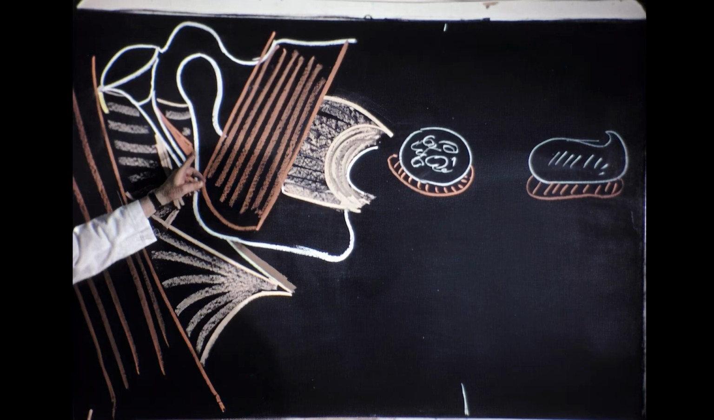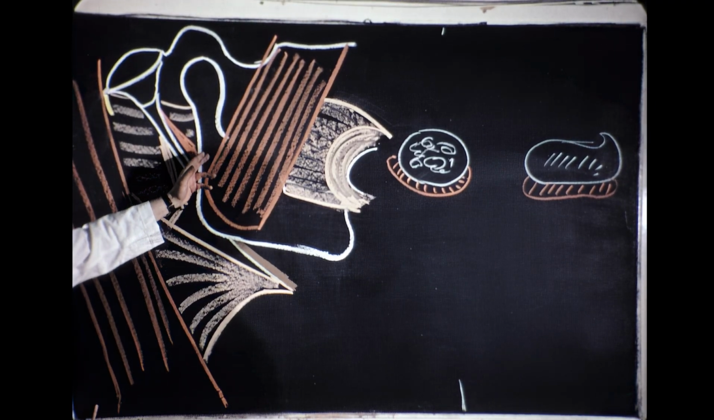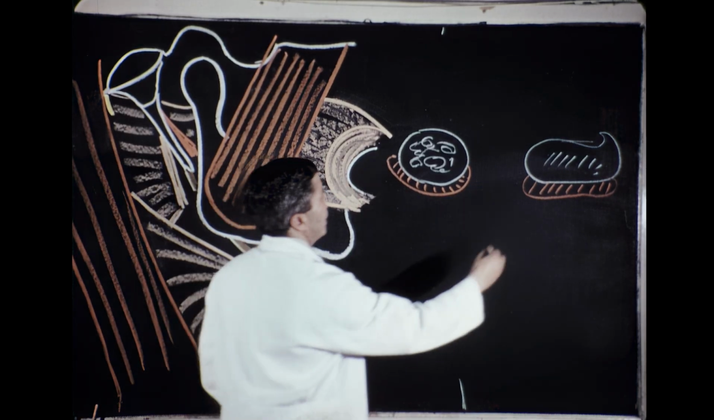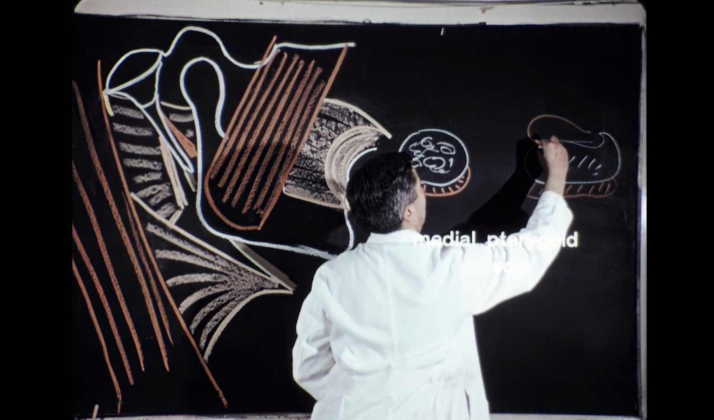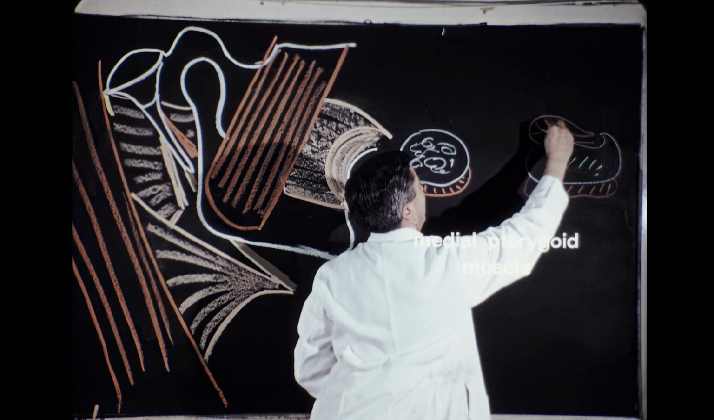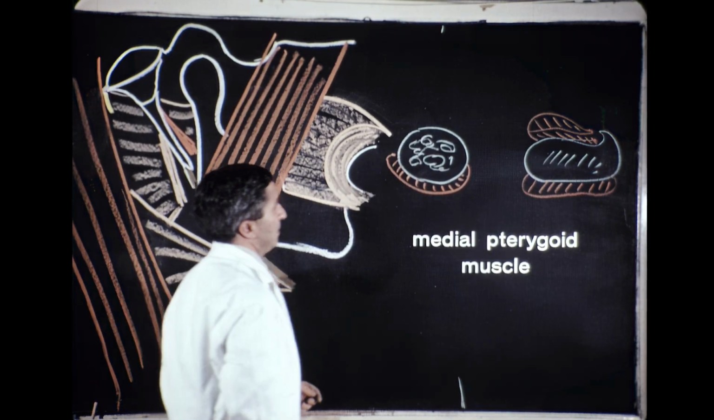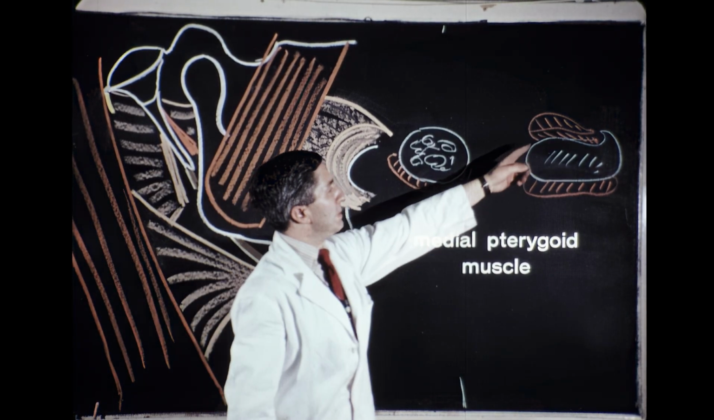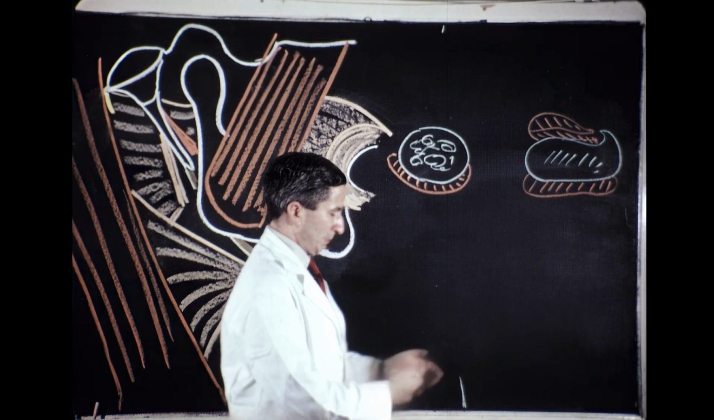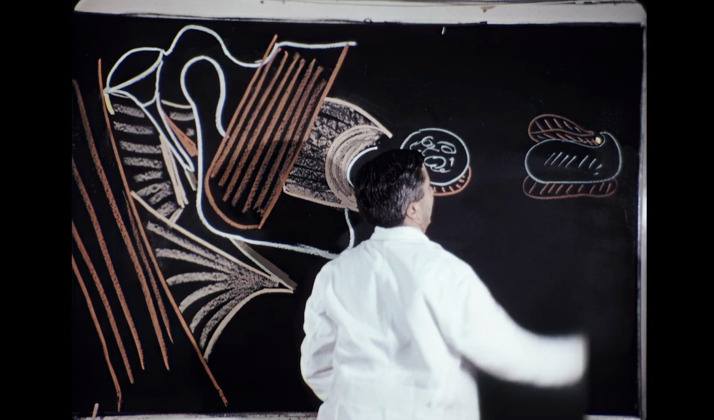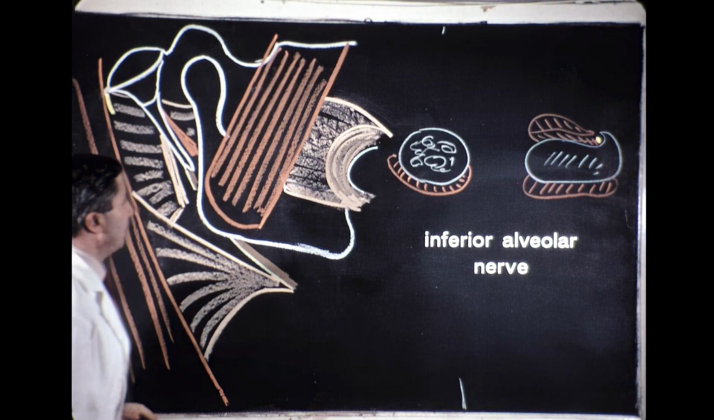Now we should consider a muscle that's lying on the medial surface of the mandible that we cannot see in this diagram. And this is the medial pterygoid muscle, which is coming down from the pterygoid region to be inserted into the medial surface of the ramus of the mandible. So here is the medial pterygoid muscle. And for completion, we can just show here the inferior alveolar nerve going into that foramen there.